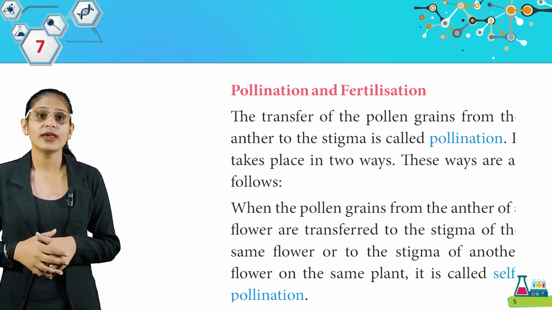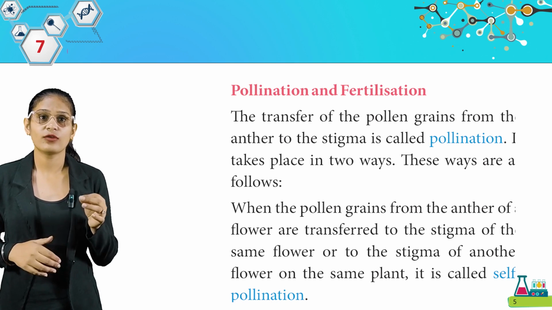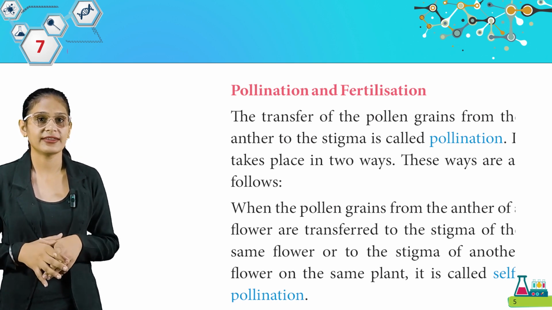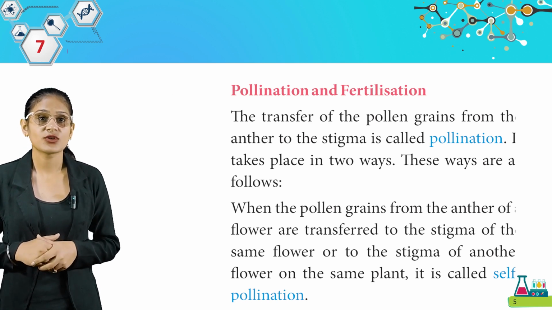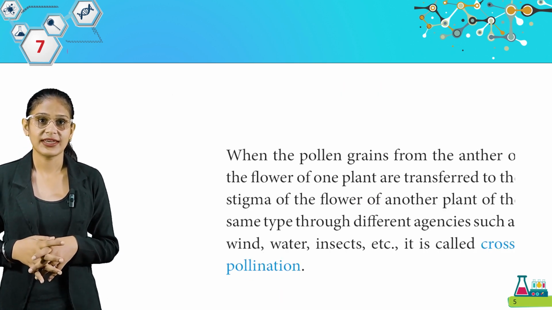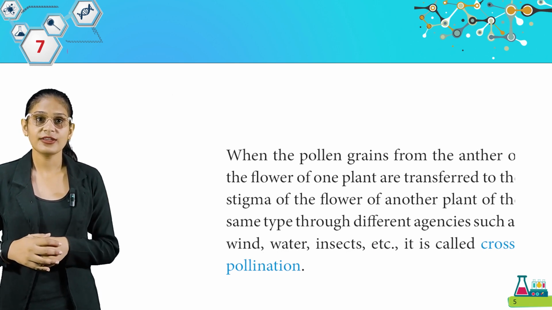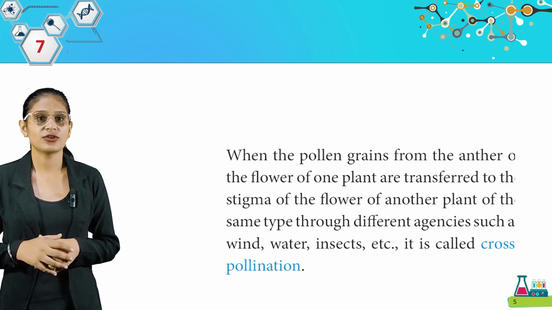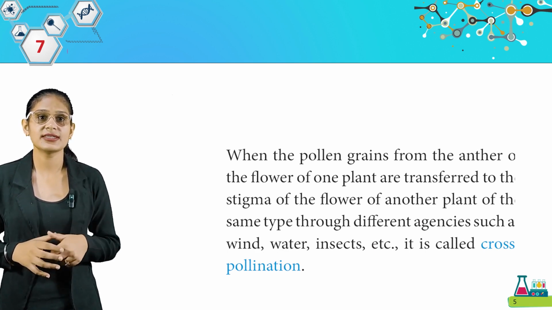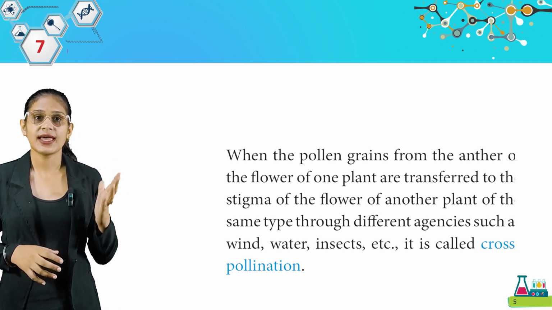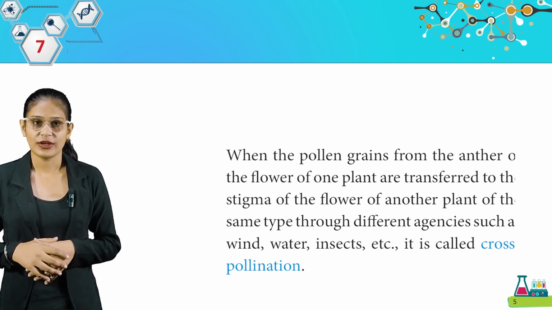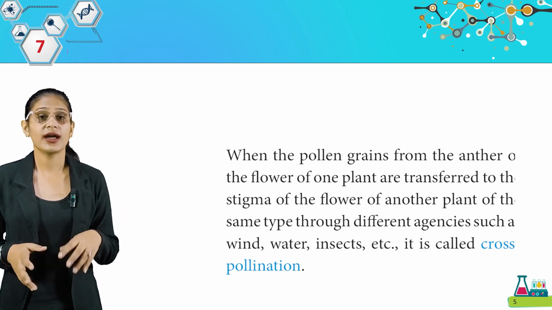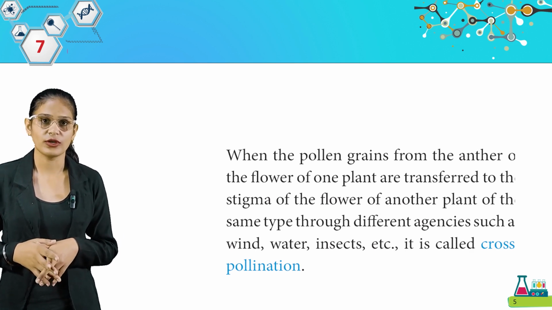First, when the pollen grains from the anther of a flower are transferred to the stigma of the same flower or to the stigma of another flower on the same plant, it is called self-pollination. Now come to the next. When the pollen grains from the anther of one plant are transferred to the stigma of a flower of another plant of the same type through different agencies such as wind, water, insects, etc., it is called cross-pollination. So students, अगर आपका pollination same flower में होता है, so that is self-pollination. अगर दूसरे flowers के साथ होता है, that is cross-pollination.